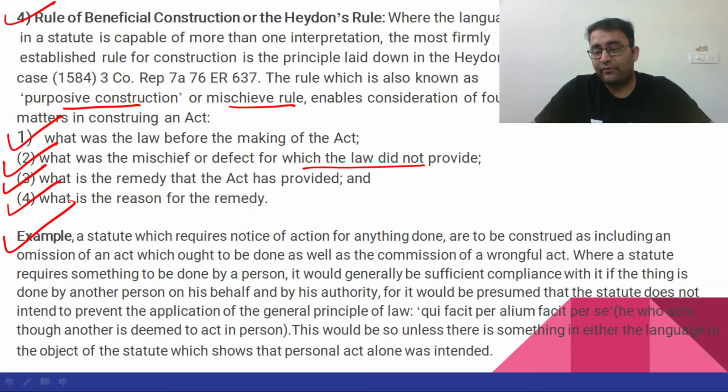Qui fecit per alium fecit per se. That means he who acts through another is deemed to act in person. This would be so unless there is something in either the language or the object of the statute which shows that the personal act alone was intended. Okay, so this is an example which says that you need to go a little step further and try to get the whole objective of the law. What was the law trying to address, which was not there earlier?